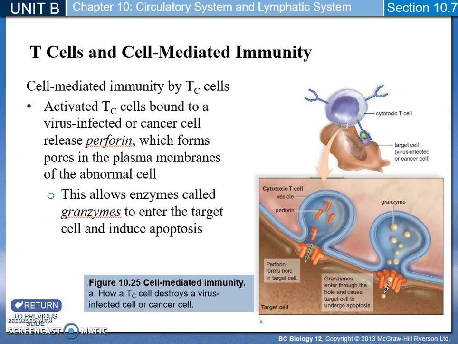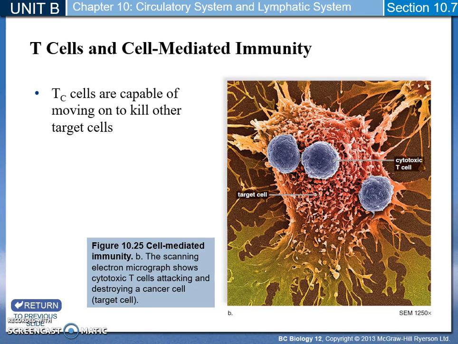So with cell-mediated immunity, the activated T cell bound to a virus infected or cancer cell releases perforin, and that forms pores in the plasma membrane of the abnormal cell, allowing enzymes called granzymes to enter the target cell and induce cell death. And here is an electron micrograph of a cell that's just been targeted by a cytotoxic T cell, and it's undergoing cell death.